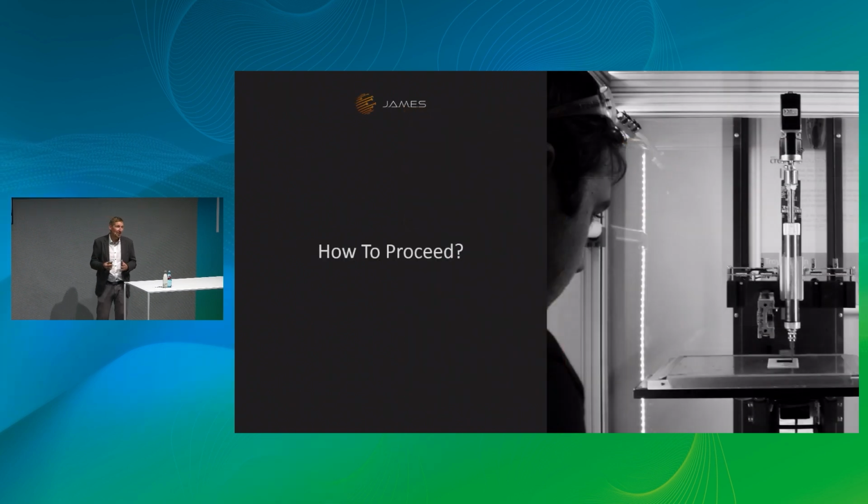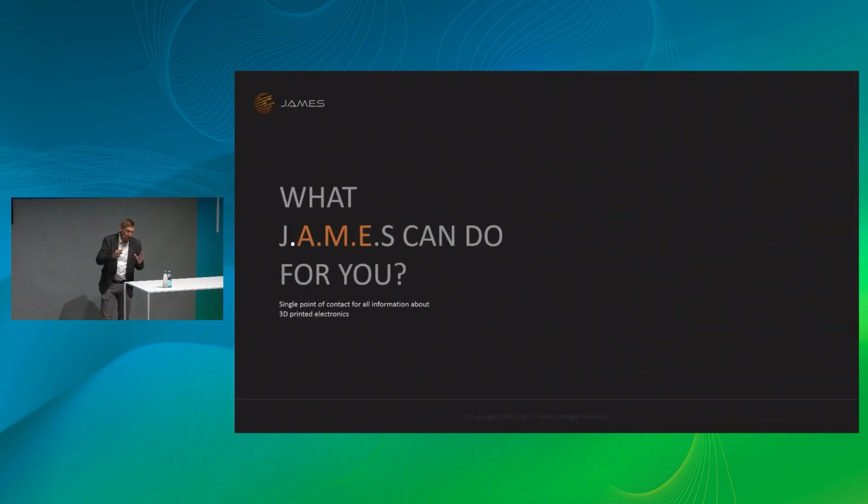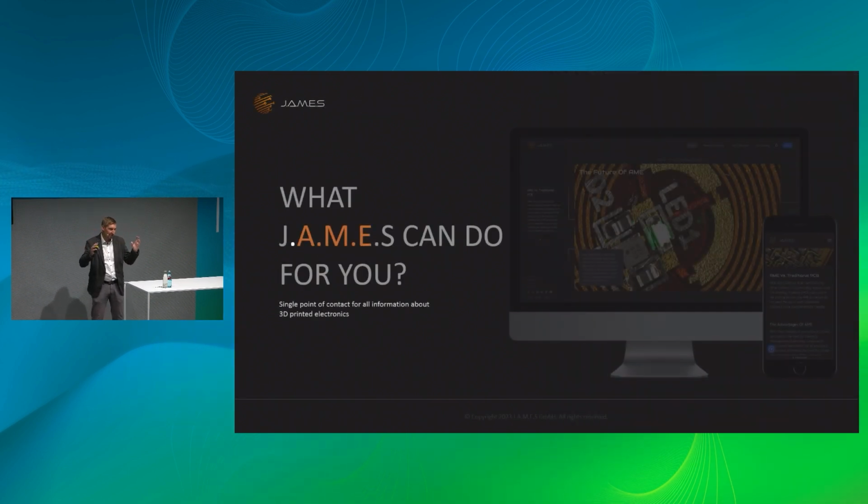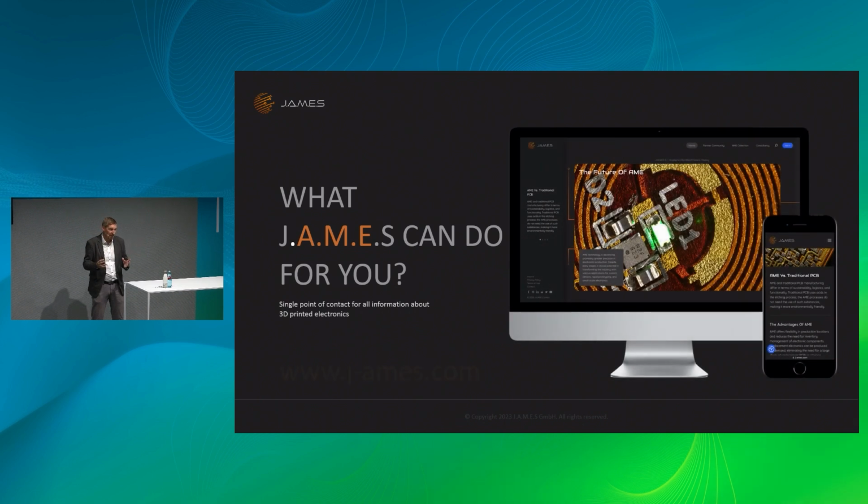Okay, how to proceed, and what is James doing in this field? We at James are a neutral instance for this whole technology. We created a network and a digital platform where we bring all the information and the whole ecosystem together. This means we have all the printer manufacturers on one hand, and the process owners, because inkjet was the sample you have seen, where everything was printed by inkjet. But inkjet is not the holy grail and not the only process. There are a lot of things out there.